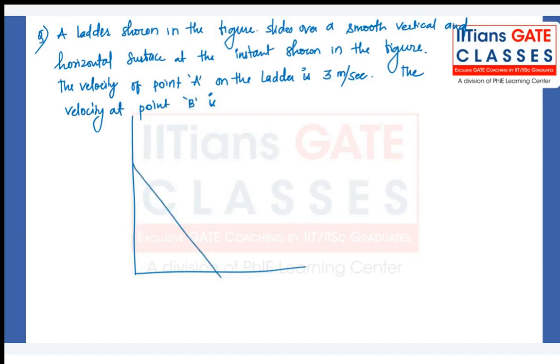Okay, this is the ladder. This is A, this is B. This is 3 meters, this is 4 meters, so the ladder is 5 meters. This is sliding down at a velocity of 3 meters per second. Is it clear? No question. So what they are asking you to calculate is the velocity at point B. Do you agree that if the surface is smooth, point A will come downwards and B should go this way, because there is no other way that A will go upward, right? So you can consider this problem to calculate VB.